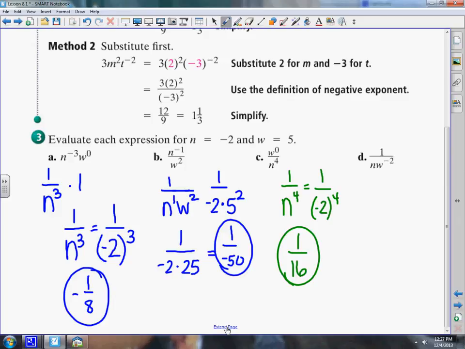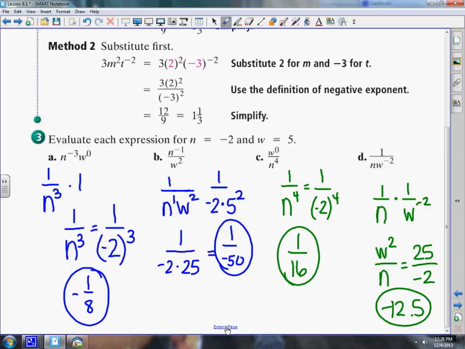This I have 1 over n, and then I have w to the negative 2nd on the bottom. So it would kind of look like this. Well, if I flip this around, the w to the 2nd would go on the top. So w to the 2nd over n. So then w to the 2nd is 25 over n, which is negative 2. So that would be negative 12.5.